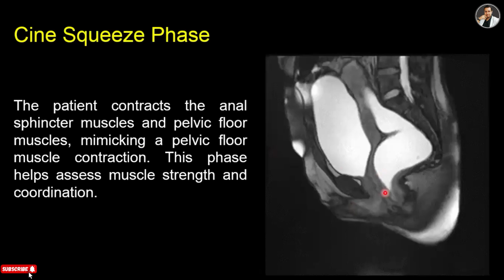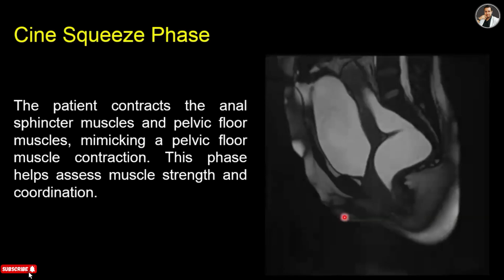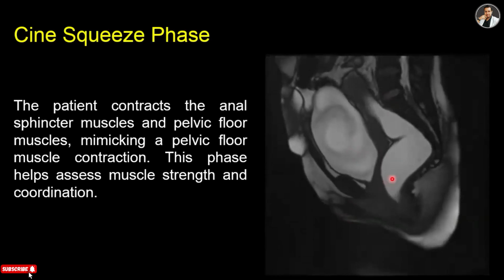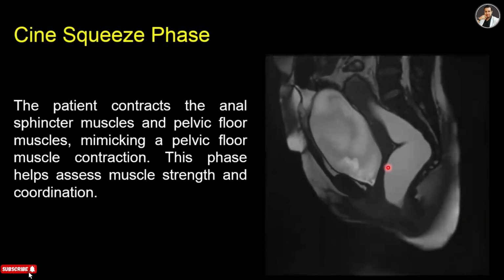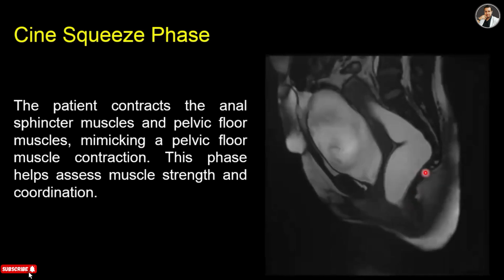let's see now the squeeze phase. In this squeeze phase, the patient contracts his pelvic floor muscles. You can see that the pelvic muscle, the levator ani, is going up and down.